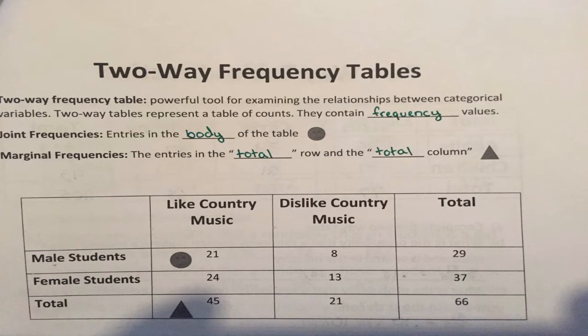Under it are the marginal frequencies, the entries in the total row and the total columns. Notice I have a triangle. I put it with the total for who like country music, but this includes every total. So the 21 that disliked it, the 66 in total that they talked to, the 37 female students, and the 29 male students are all included in the marginal frequency.